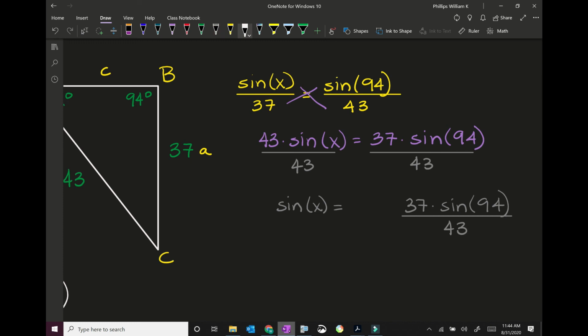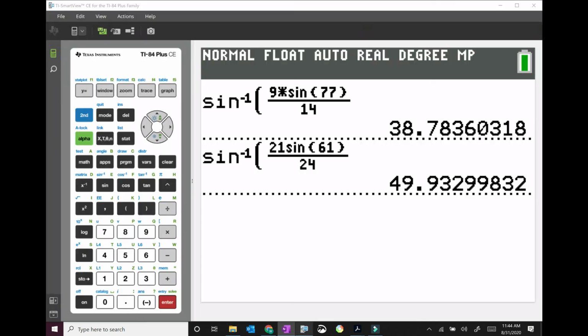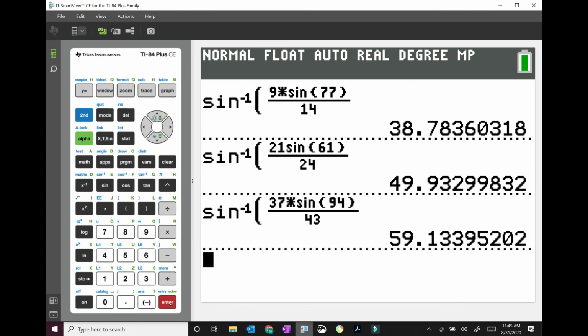And we eliminate the function sine, reduce it to 1 by multiplying by the inverse. So x here will be approximately inverse sine of 37 times sine 94 divided by 43. So inverse sine of 37 times sine of 94 all over 43. So we're going to get approximately 59.1.